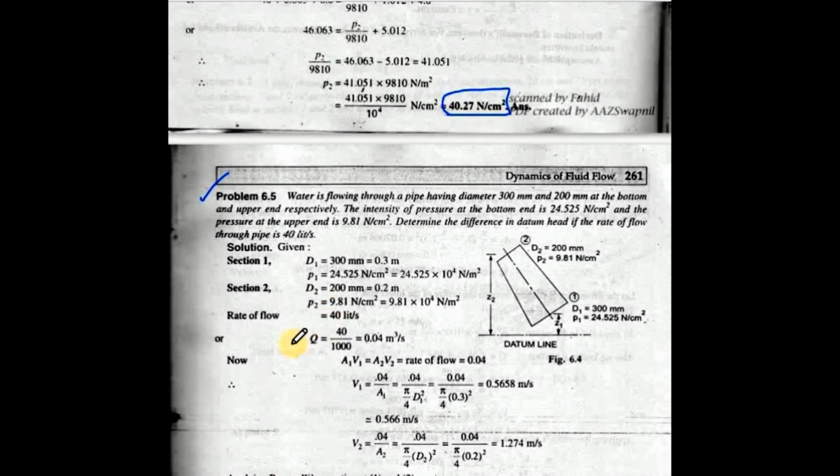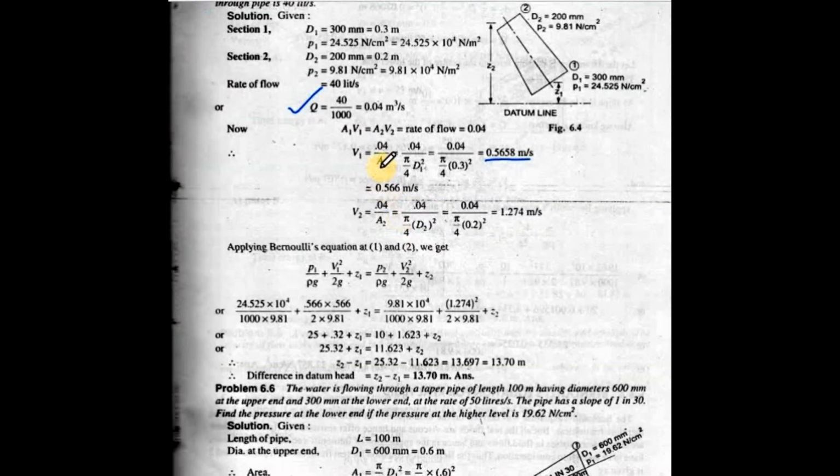We have also got the rate of flow. So rate of flow is what? 40 liter per second. We want it in meter cube per second, so divided by 1000, it will be 0.04 meter cube per second. From this we can calculate the velocity, because these two values will be equated with Q. So the velocity is discharge upon area. The first one will be 0.04 divided by the first area, pi by 4 d1 square. So from here we get the first velocity, which is coming out to be 0.568 meter per second.